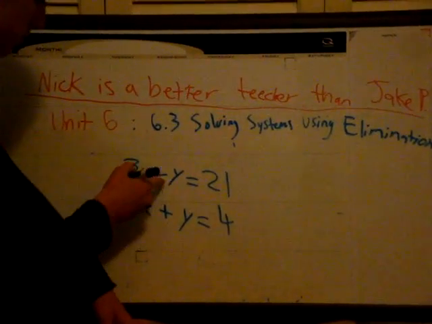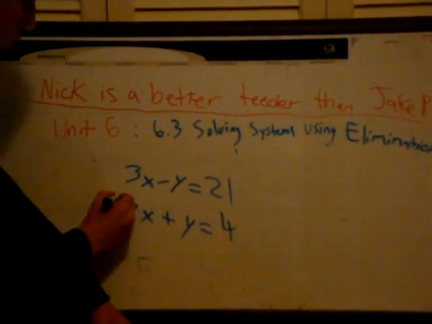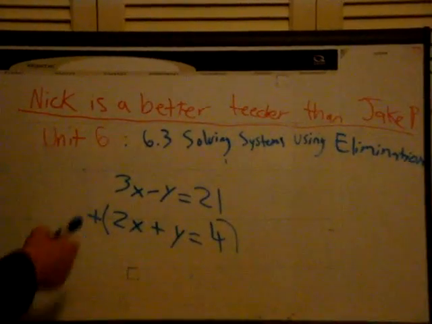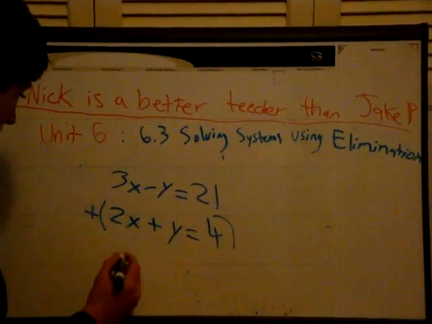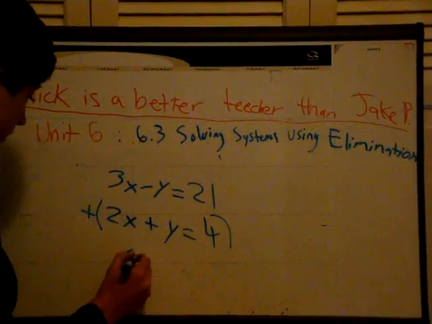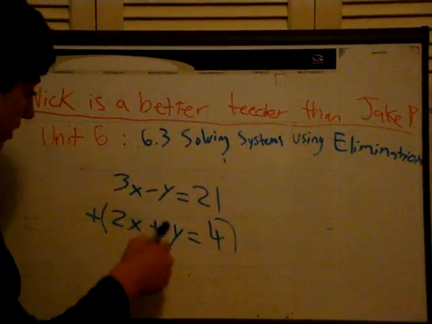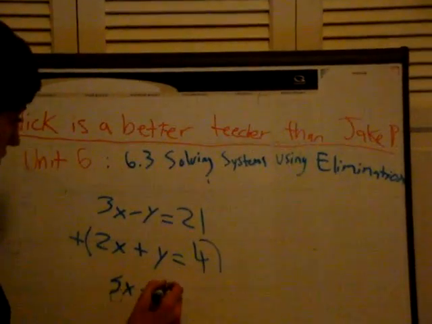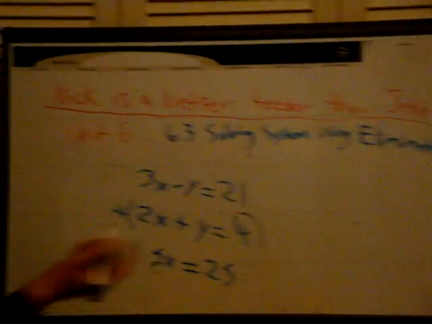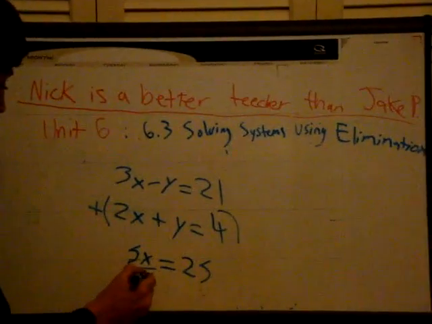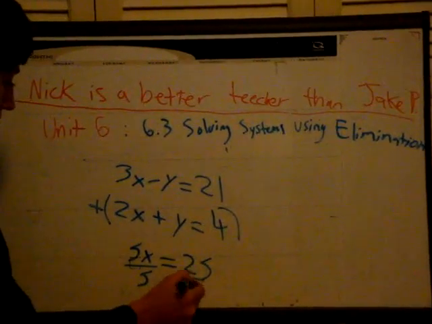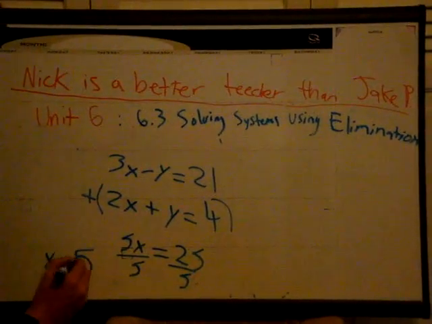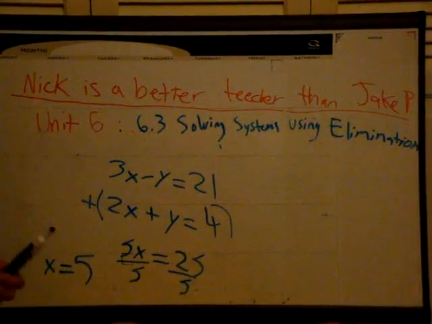So what we're going to do, since it's minus y and plus y, is just add this entire thing onto this equation, which will give us 5x, these cancel out because I've added y onto negative y, equals 25. So we're going to divide both sides by 5, and that will give us x equals 5. Yay, that was fast, but we're not done yet.